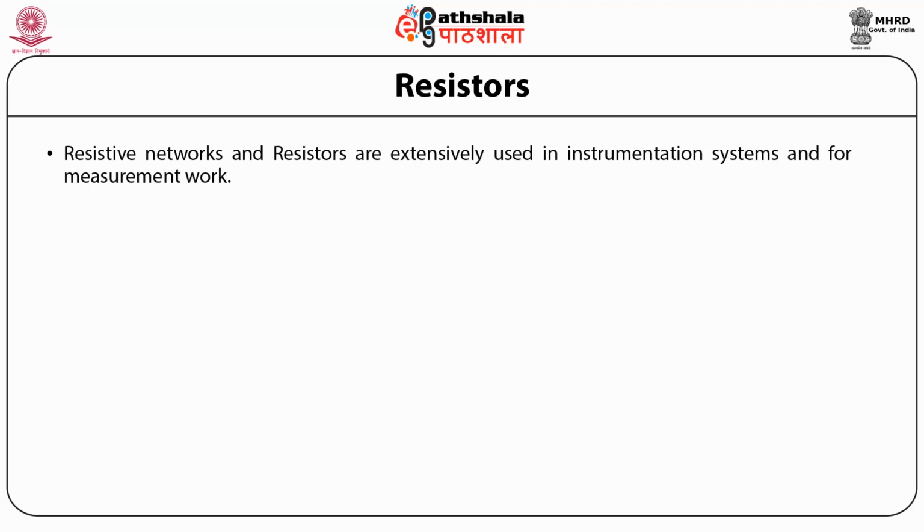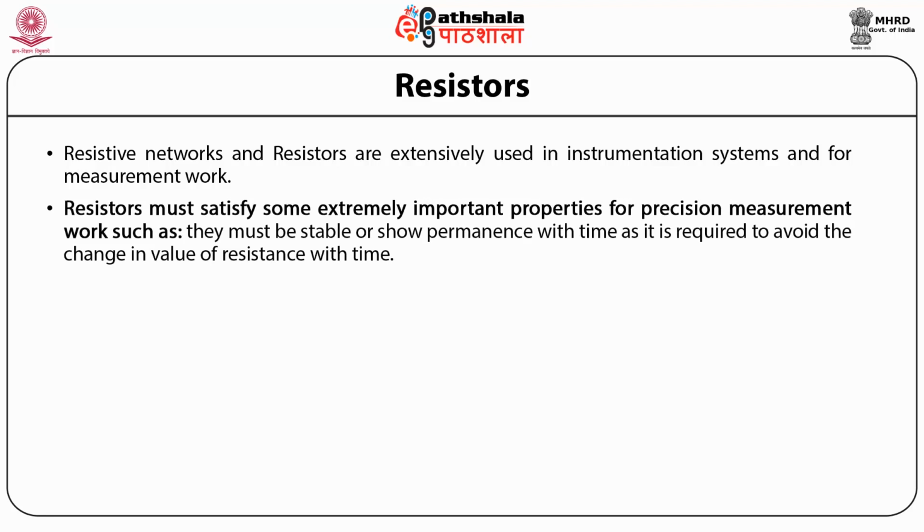Resistive networks and resistors are extensively used in instrumentation systems and for measurement work. Resistors must satisfy some extremely important properties for precision measurement work, such as they must be stable or show permanence with time, as it is required to avoid the change in value of resistance with time.